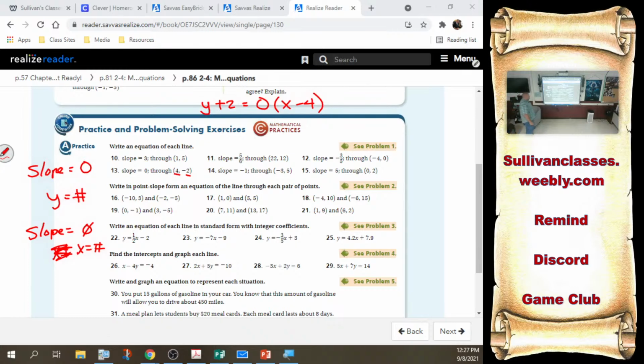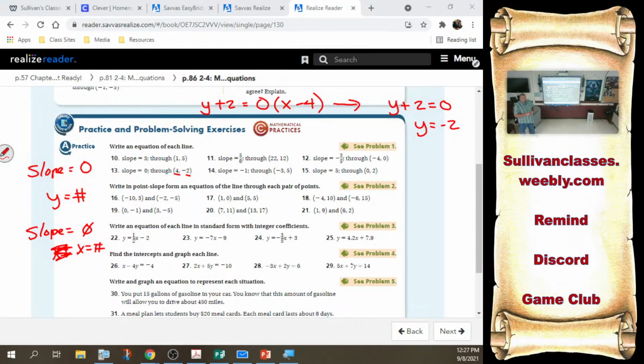In that case, 0 times anything is 0. So I got this, and at that point I should recognize this is just a constant. This is y equals number. So move it over. Okay? So you can have the zeros when you're working, but not in the final answer.